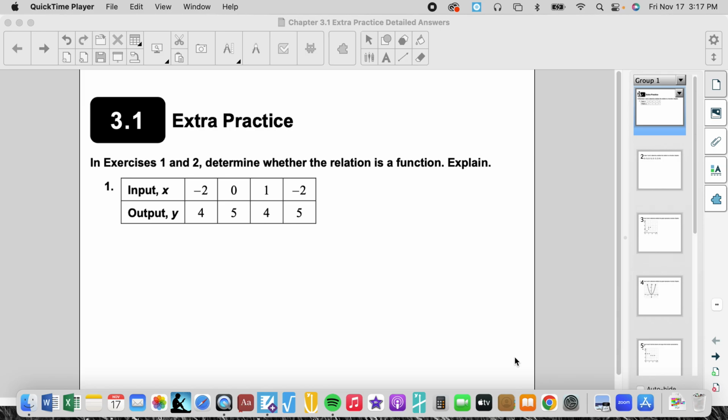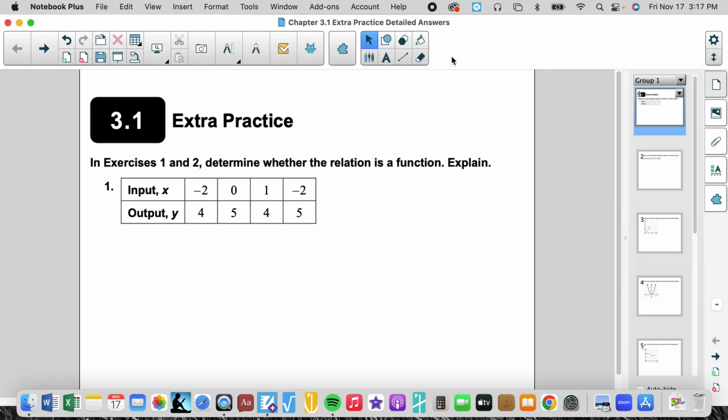Chapter 3.1, dealing with functions. This is the extra practice. Let's look at these questions. In exercises 1 and 2, determine whether a relation is a function.